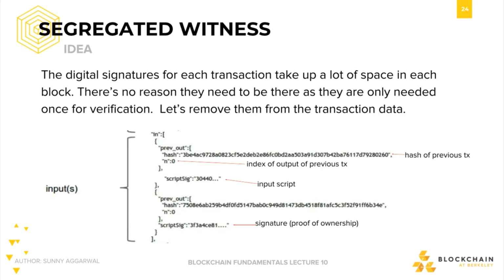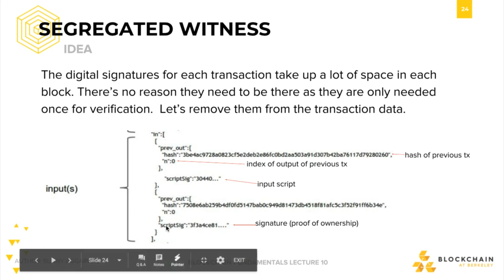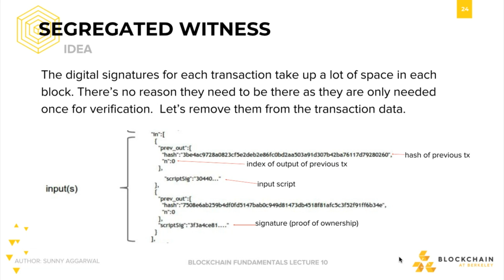So let's talk about SegWit, which is one of the proposed solutions. How many of you have heard of the SegWit 2x debate? Okay. So the idea behind SegWit is, if you look at a transaction in Bitcoin, you have a signature field which takes up 50% of the block. What do you use signatures for?